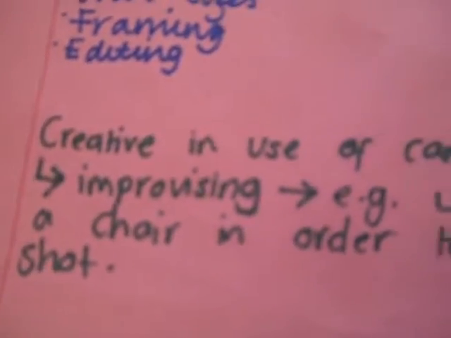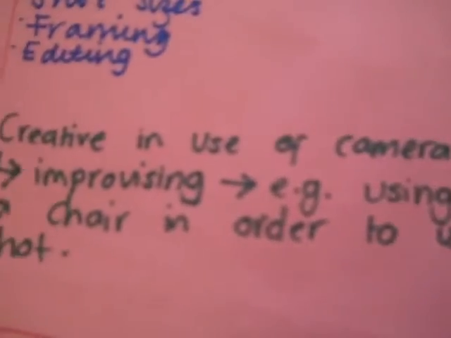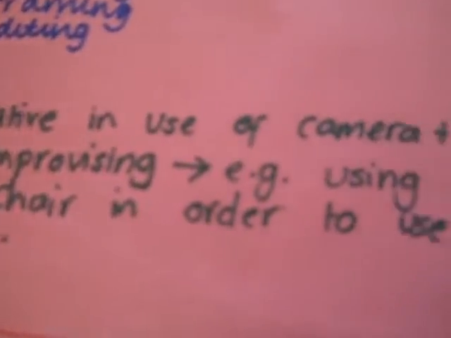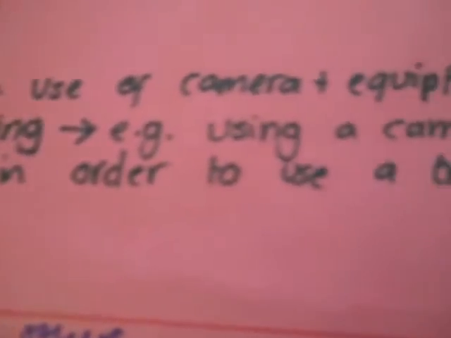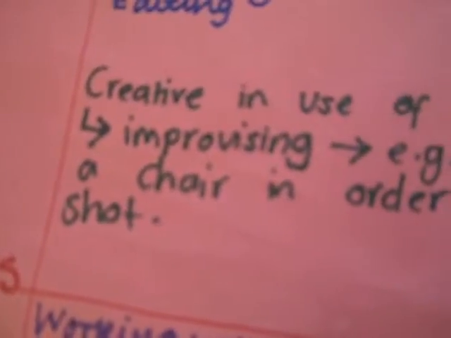We were also creative in the use of the camera and in the editing process. Due to the lack of equipment we had to improvise and use what we had to create the shots we wanted. During the editing process, we were creative by using match on action. We matched the music to what was going on in the shots.